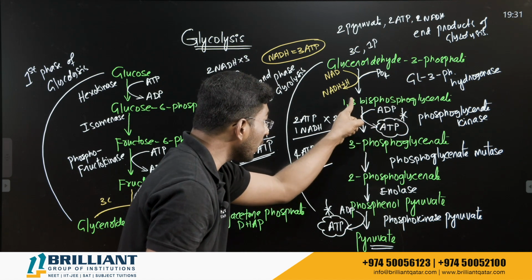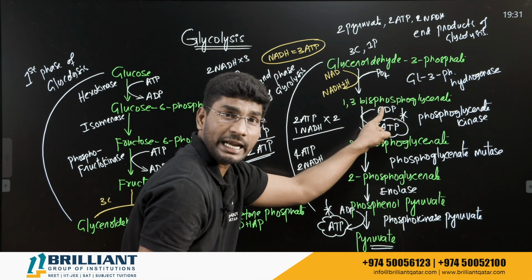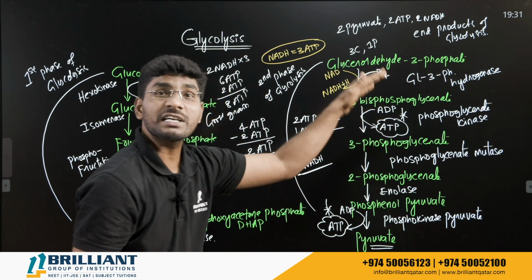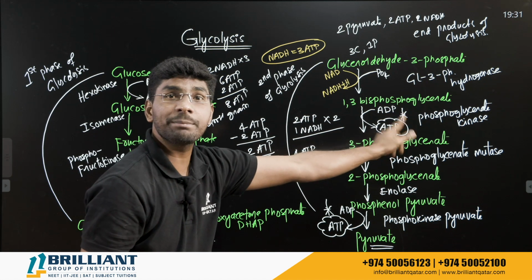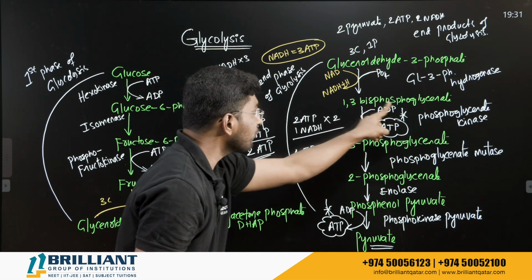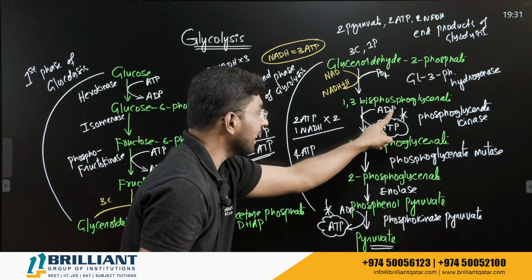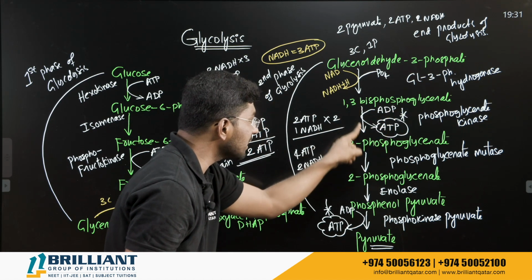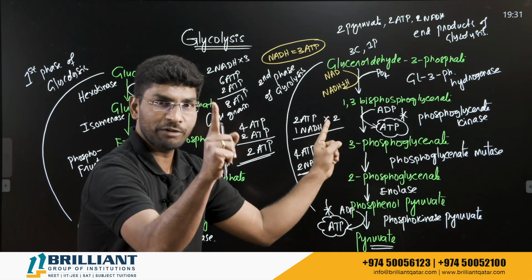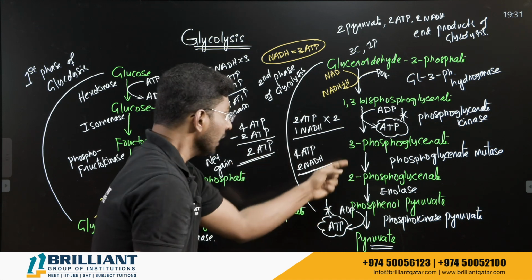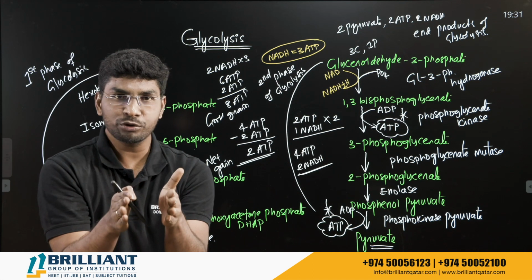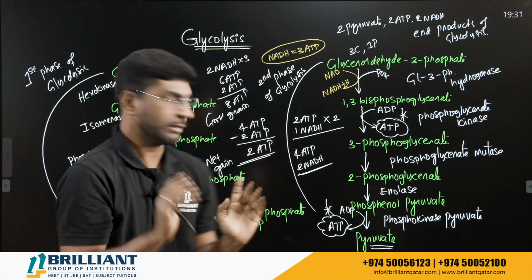1,3-bisphosphoglycerate gives 1 phosphate to ADP, so that ADP converts into ATP. So this is the first ATP formation in glycolysis. You got my point? Next, after giving phosphate to ADP, it converts into 3-phosphoglycerate. How many phosphates does 3-phosphoglycerate have? 1 phosphate on the 3rd carbon. 3-phosphoglycerate is converted into 2-phosphoglycerate, so the phosphate position changes from the 3rd carbon to the 2nd carbon.